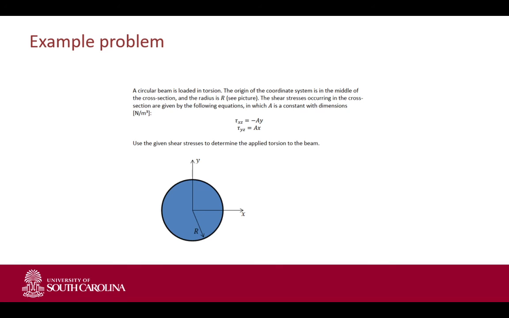So assume that your phi represents tau xz and tau yz. So d phi dx, oh no, d phi dy is equal to minus a y, and d phi dx is equal to a x. So the idea is to come up with a stress function and see how that torsion is applied.